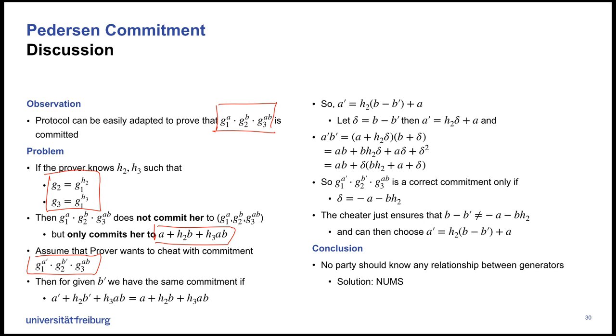So you can show that as long as you don't choose it this way, you have another A prime and B prime, with H2 and H3, where you actually get some other numbers which are not the product, although it's the same number. So we have to hide this information between generators, which is tricky.